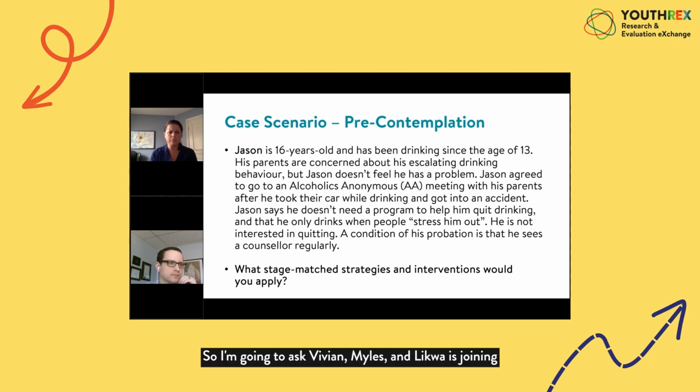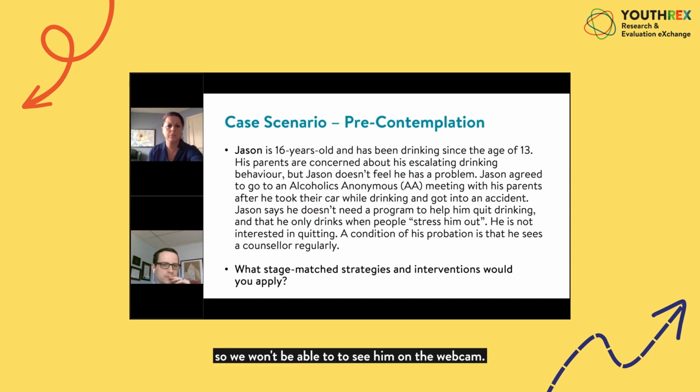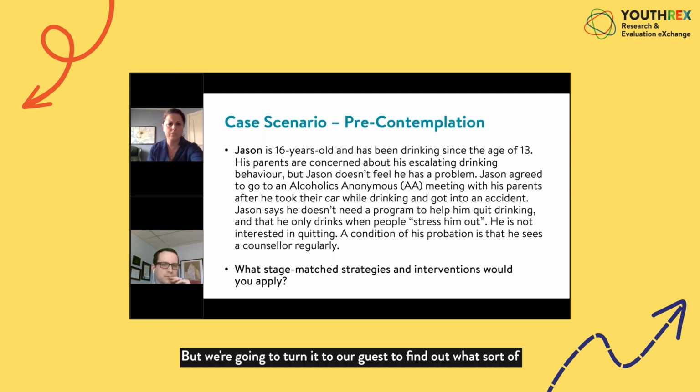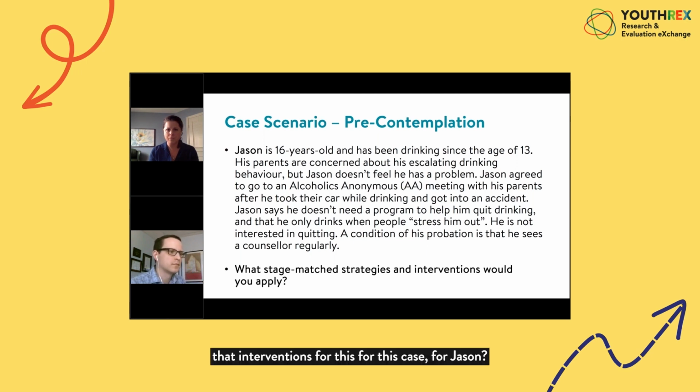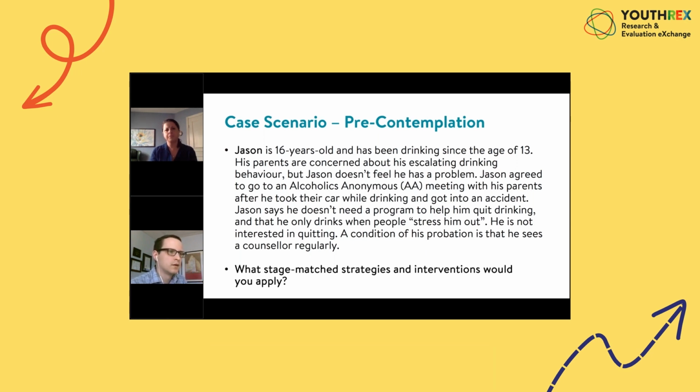So I'm going to ask Vivian, Miles, and Liqua. Liqua is joining us, as I mentioned, by phone, so we won't be able to see him on the webcam, but we're going to turn it to our guests to find out what sort of strategies and interventions we might apply to this case. Liqua's still muted there. Miles, do you have any thoughts on strategies and interventions for this case for Jason?